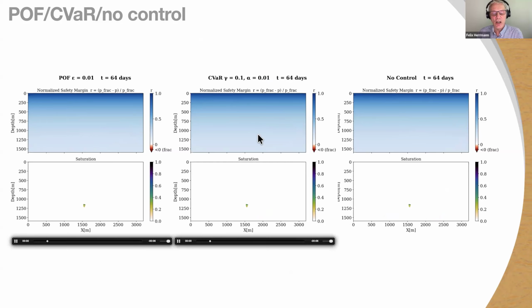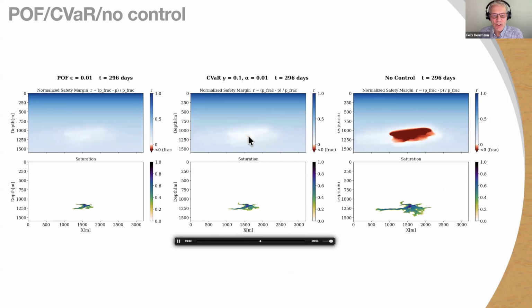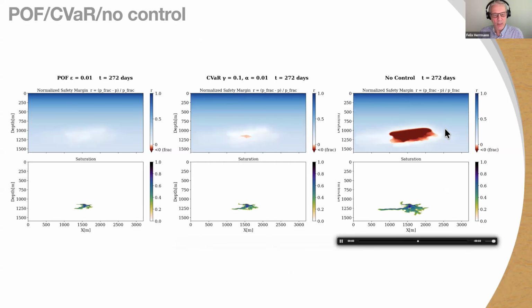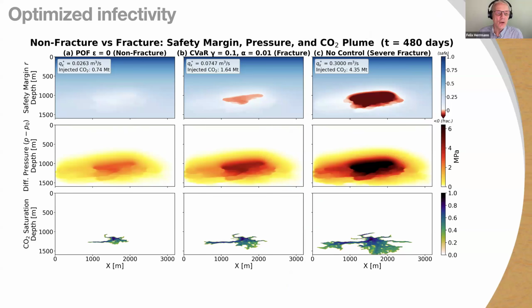In the middle you see FAR, so you're slightly pink, so you exceed sometimes a little bit, not much. That's controlled, and on the right there's no control. And so why that matters is that you inject more. So if you have no control, you inject a lot, you see a very big plume, but you have a lot of fracture, pressure exceeding the fracture pressure, which you don't want. If you do a POF, you can control it, but you inject much less. Whereas if you do CFAR, you control your transgressions in a way, but you inject significantly more, right?